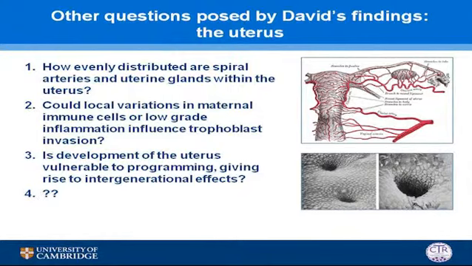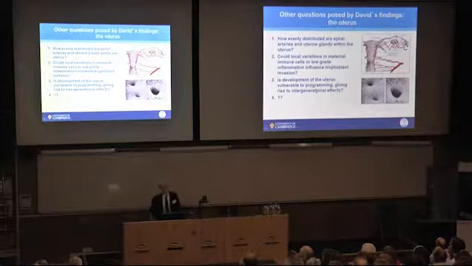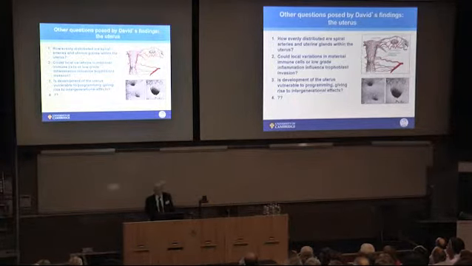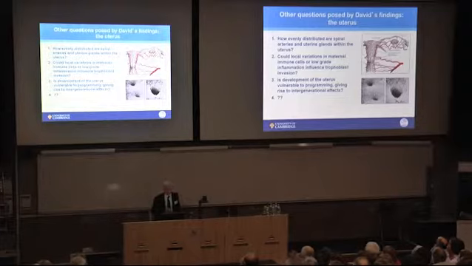We speculated that differences in trophoblast invasion and onset of the blood flow could determine placental shape. I think we need to think about local variations in maternal immune cells or low-grade inflammation influencing trophoblast invasion. And is development of the uterus itself vulnerable to programming? Are the spiral arteries and the glands the same in a girl that was born IUGR? Certainly the size of the uterus seems to be smaller, but we don't know about its internal structure. So I think these are some of the questions in David's legacy for the uterus.